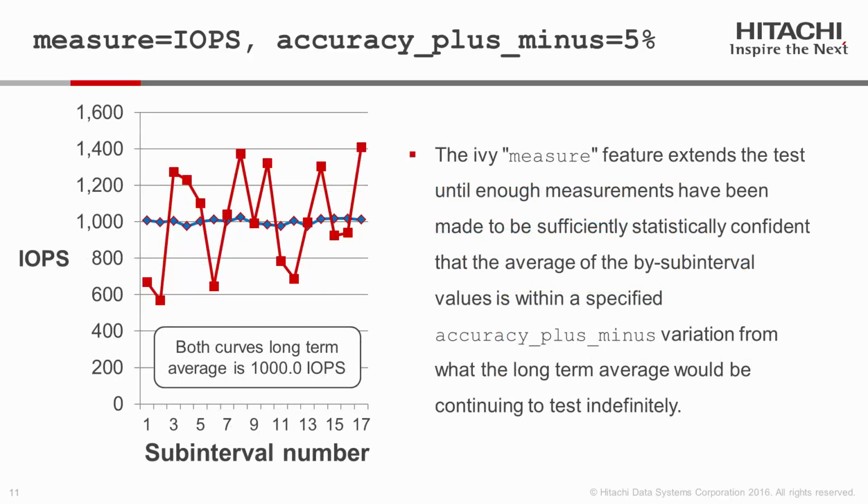The IV measure feature extends the test until enough measurements have been made to be statistically confident that the average of the subinterval values is within a specified plus or minus accuracy variation from what the long-term average would have been if you continued the test indefinitely. You can be sure that when IV says it has made a measurement, it's a valid measurement.